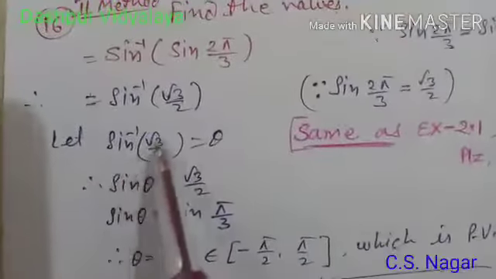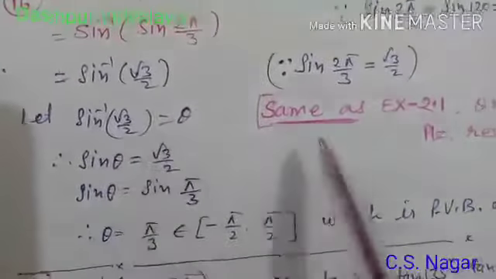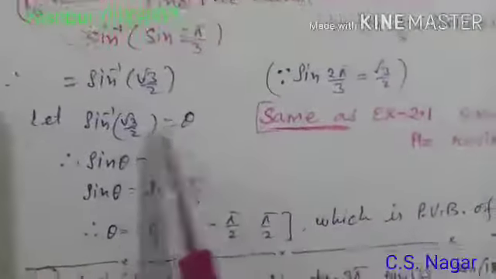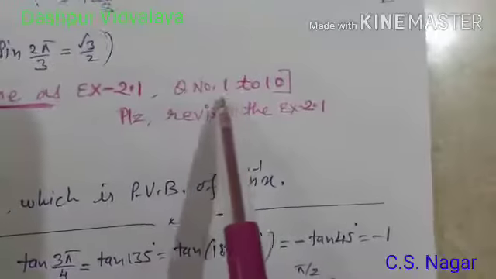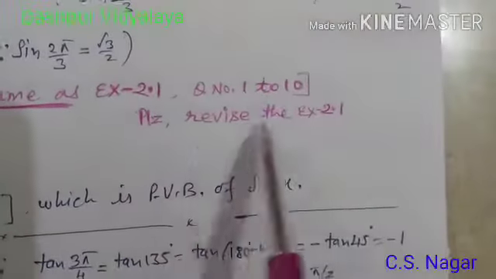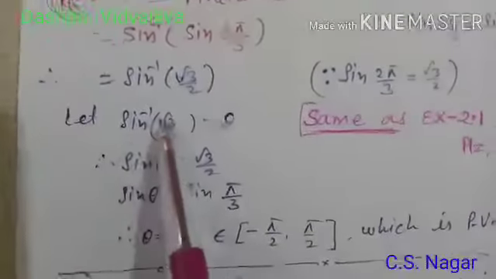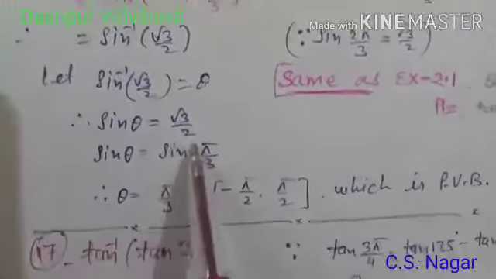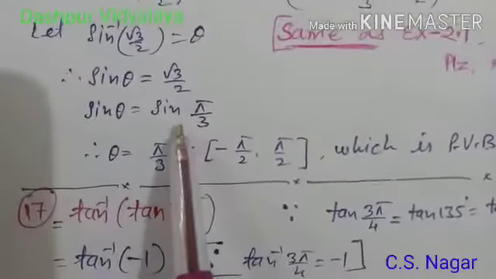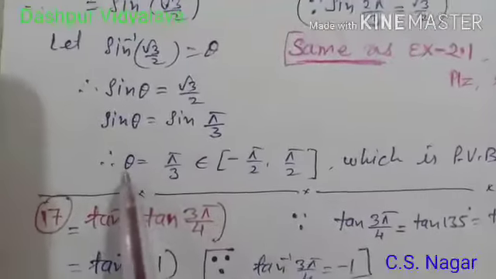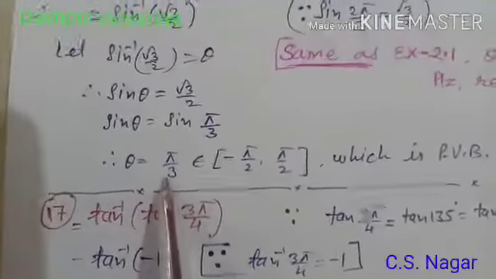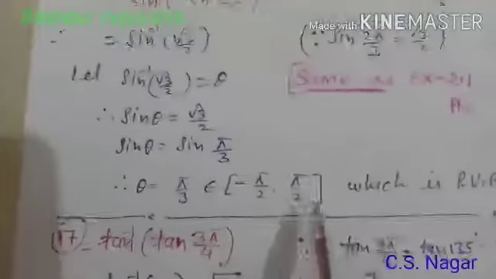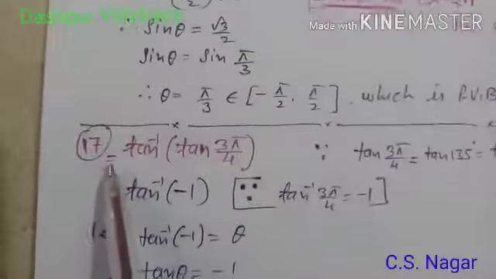Let sin inverse root 3 by 2 be equal to theta. This question is the same as exercise 2.1, questions 1 to 10, so please revise exercise 2.1 also. So let sin inverse root 3 by 2 equal theta. Then sin theta is equal to root 3 by 2. Root 3 by 2 means 60 degrees, so it is sin pi by 3. On comparing, theta is equal to pi by 3, which belongs to minus pi by 2 to plus pi by 2, which is the PVB of sin inverse x.